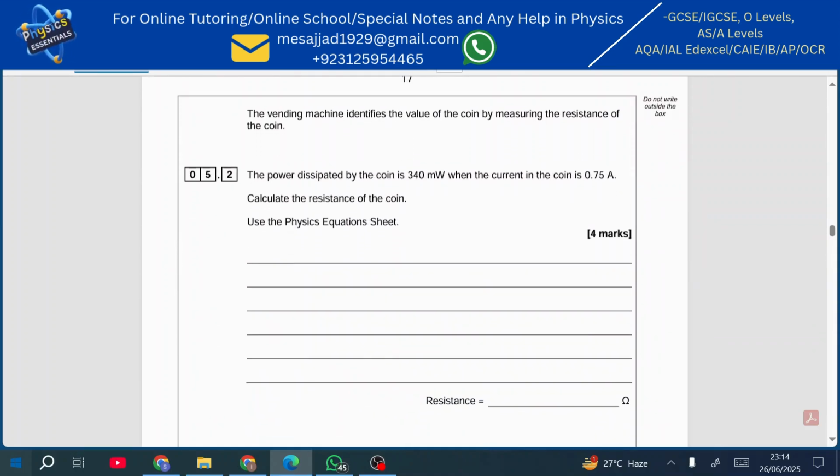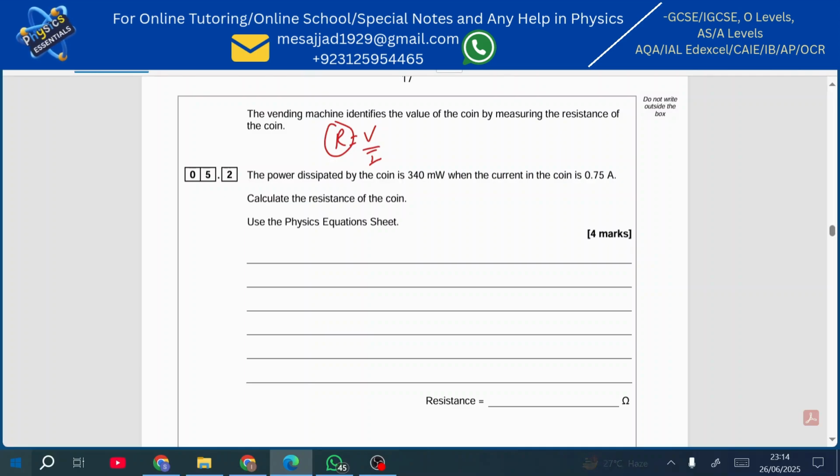The vending machine identifies the value of a coin by measuring the resistance of the coin. The coin is made of some metal, and when the coin is inserted, a voltage of 230 and current is flown through the coin, and a resistance is calculated by the machine itself. There is a specific value of the resistance because there is specific metal inside the coin.